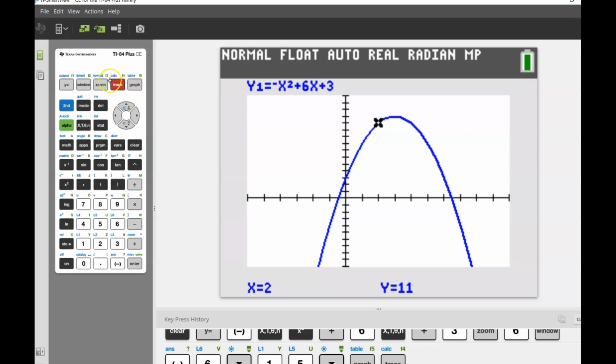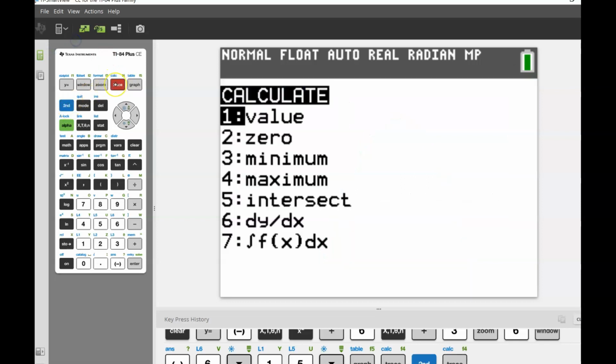So notice above that, there's a blue word that says calculate. So we're actually going to push the second button and then trace. And these are all the different things you can calculate. A value, which means like you put in an x and it gives you out a y. You can calculate a 0, which remember is another word for those x-intercepts. Or you can calculate a minimum or a maximum.